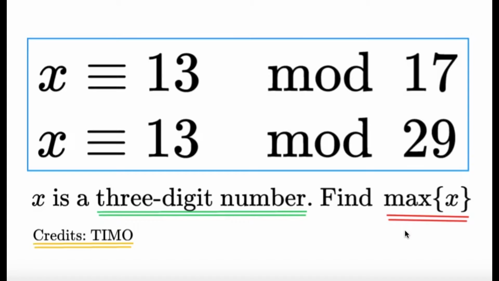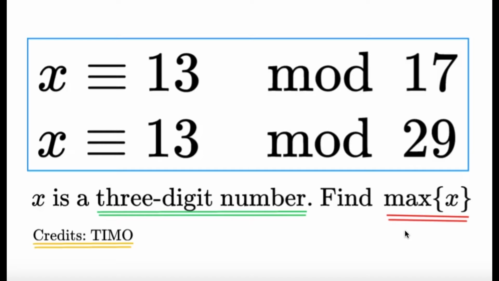For today, x is congruent to 13 modulo 17, x is congruent to 13 modulo 29, x is a 3-digit number, find the maximum possible value of x. As usual, pause this video if you'd like to give this item a try. But if you're done, let us dive into the solution.